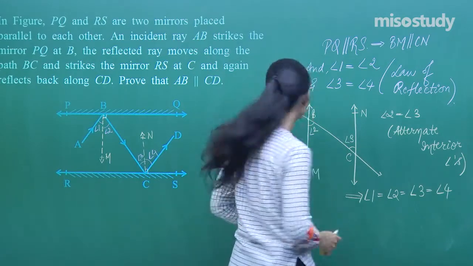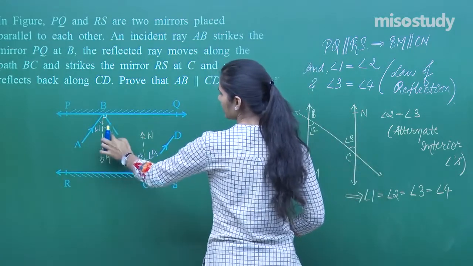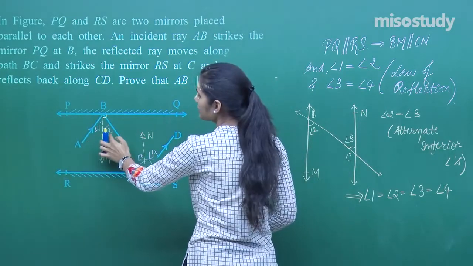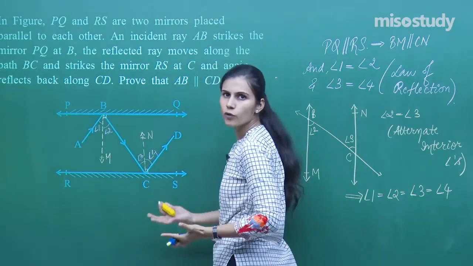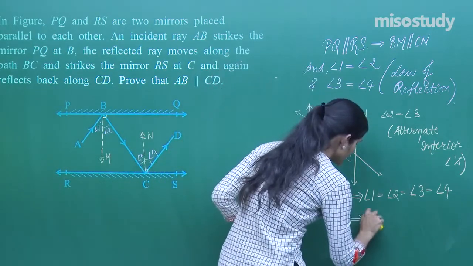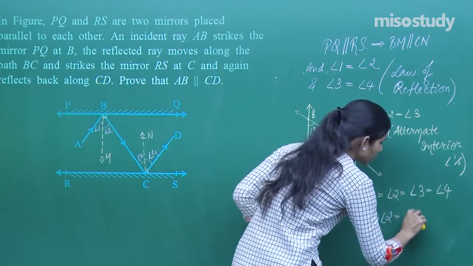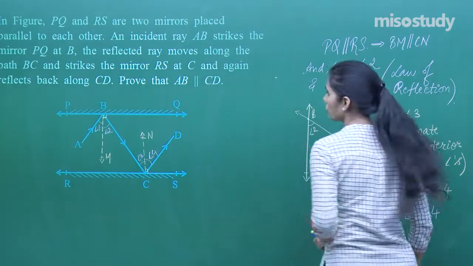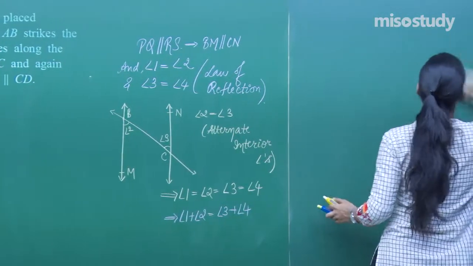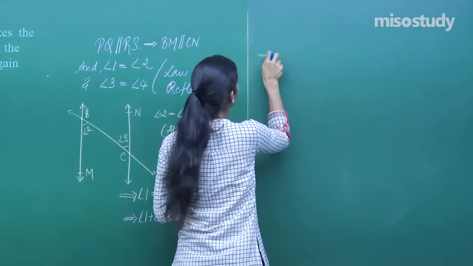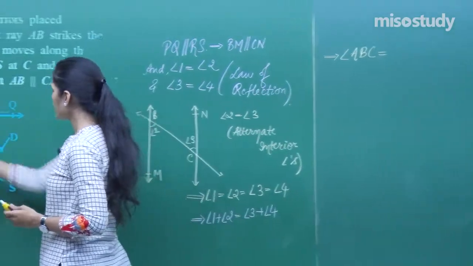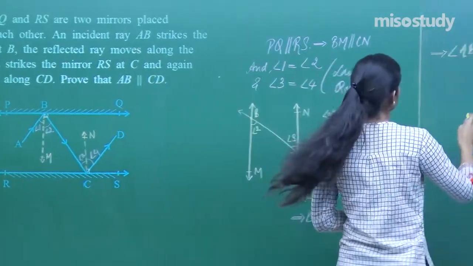What can I say? If angle 1 is same as angle 3 and angle 2 is also same as angle 4, or I can say if angle 1 is same as angle 2 and angle 3 is same as angle 4, because all 4 are equal, then angle 1 plus angle 2 will be equal to angle 3 plus angle 4, which implies angle ABC, because 1 plus 2 is ABC, is equal to angle BCD because 3 plus 4 is BCD.